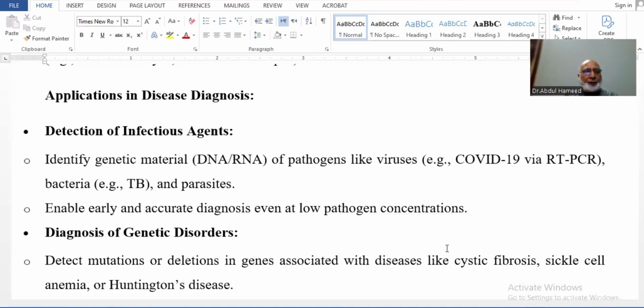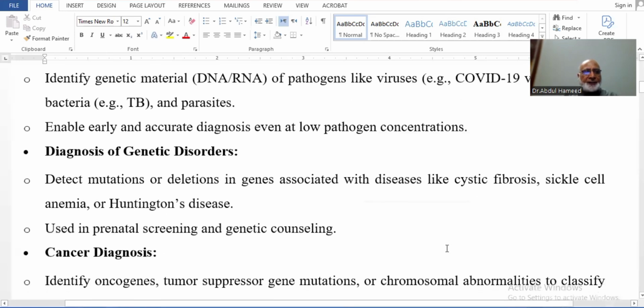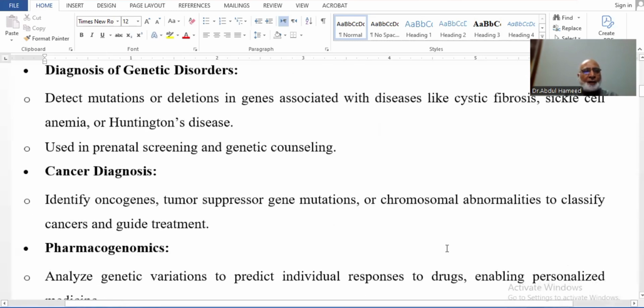Then comes the diagnosis of genetic disorders. Detect mutations or deletions in genes associated with diseases like cystic fibrosis, sickle cell anemia, Huntington disease, and used in prenatal screening and genetic counseling. For example, in the case of leukemia and thalassemia. Then cancer diagnosis: identify oncogenes and tumor suppressor gene mutations.